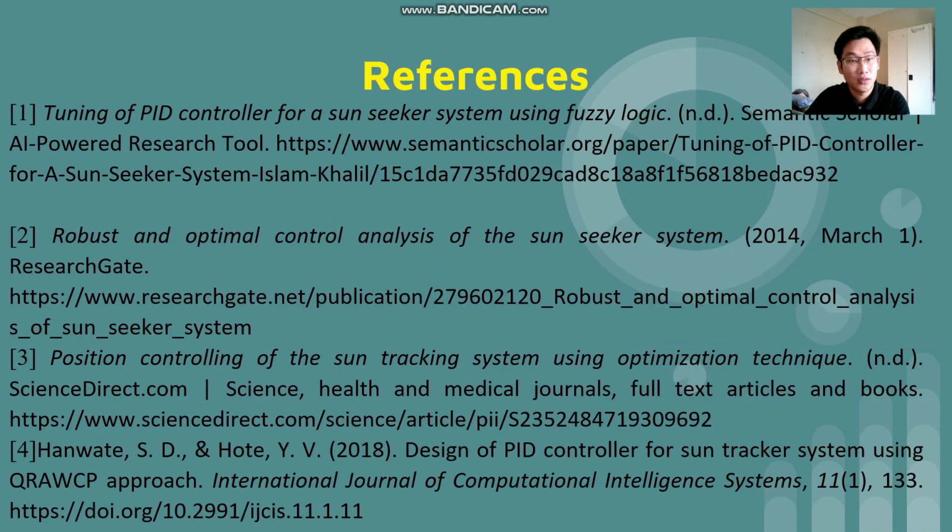This is what we used for reference for the Sunseeker solar system. We used four journals. We just chose the four journals for the reference and to do the project. That's all for me.